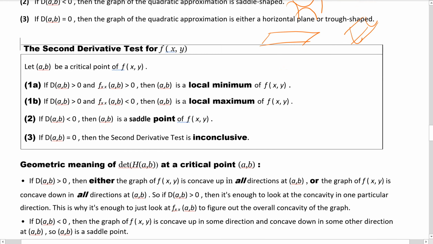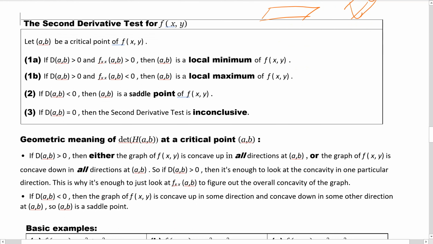Okay, so here comes the geometric meaning of the determinant of the Hessian matrix. If D is positive, we know it's a bowl shape, which means the graph is concave up in all directions, or the graph is concave down in all directions, right? It's concave up in all directions. If the bowl is upside down, then it's concave down in all directions. So it is enough to look at the concavity of one particular direction. That's why it's enough to look at fxx.